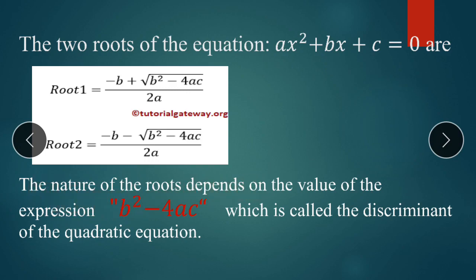Next is the nature of the roots, meaning the types of the answers, which depends on the value of an expression. Which expression? B square minus 4ac, the expression which is written inside the square root. The nature of the roots depends on b square minus 4ac. It doesn't depend on b, it doesn't depend on 2a, rather it just depends on this expression. So this expression will decide what type of answers we will have, whether in rational form, irrational form, imaginary numbers, what type of numbers. So this expression is known as the discriminant of the quadratic equation.